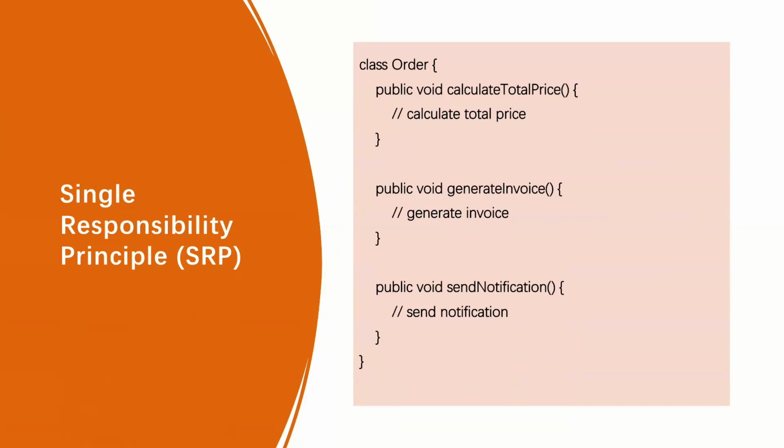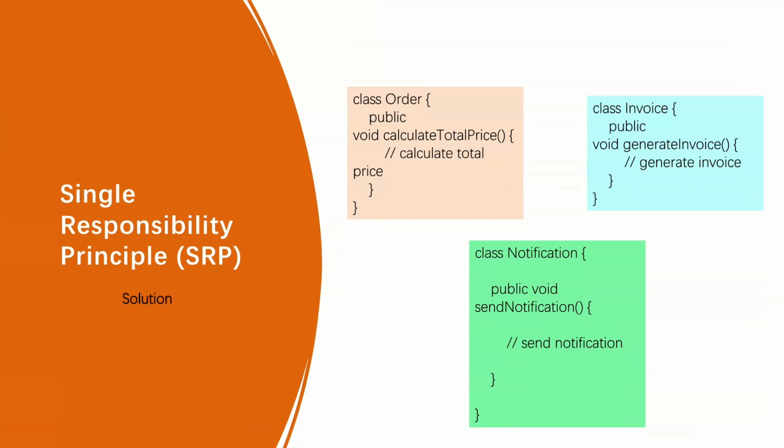Is it meeting the single responsibility principle? No, it handles 3 responsibilities: calculating total price, generating invoices, and sending notifications. Let's refactor this. Now, each class has a single responsibility, adhering to the single responsibility principle. Single responsibility principle promotes high cohesion, where all the responsibilities of a class are aligned and related to each other.